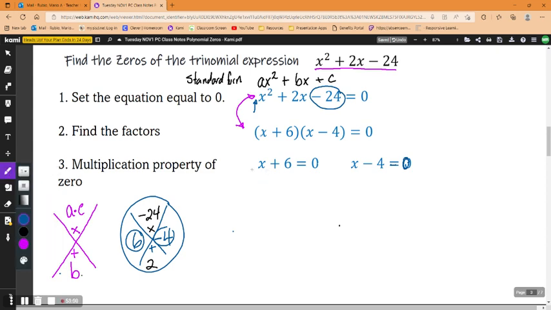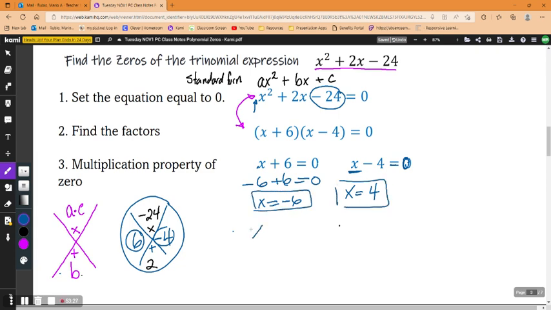So what does x need to be such that when I add them together I get 0? Well, that's an easy one, right? Negative 6 plus 6 will equal 0, so I know that x must equal negative 6. And what do I need to add here such that when I subtract 4, I'm going to get 0? Again, it's pretty easy. I know that if x is positive 4 and I subtract 4, I'm going to get 0, so x must be positive 4.